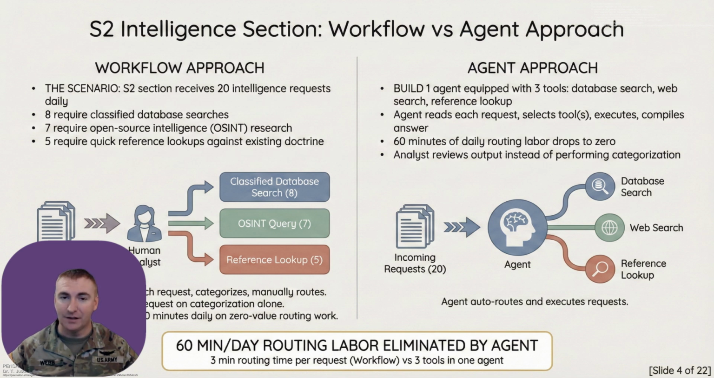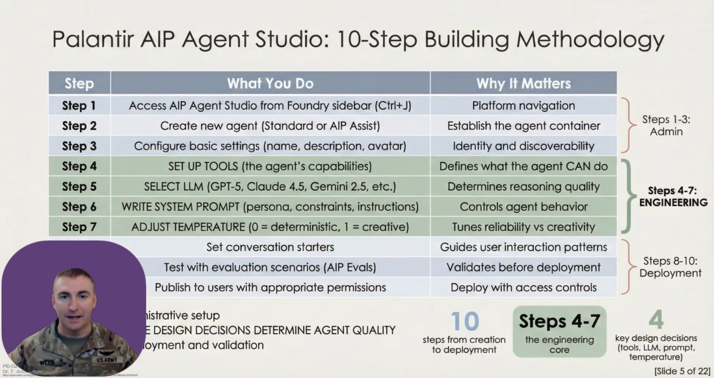Now the question is, how do you actually build one? 10 steps from creation to deployment, but they are not created equal. Steps 1 through 3 are administrative setup. Steps 8 through 10 are deployment and testing. Steps 4 through 7 are the engineering core: tools, model selection, system prompt, and temperature. That is where agent quality lives or dies. Spend your time there. And step 4, tools, is where it all starts.